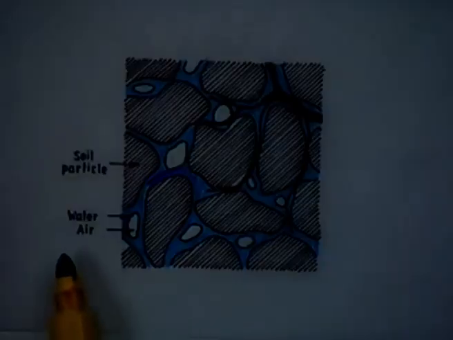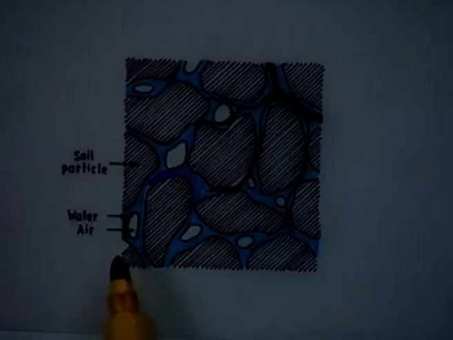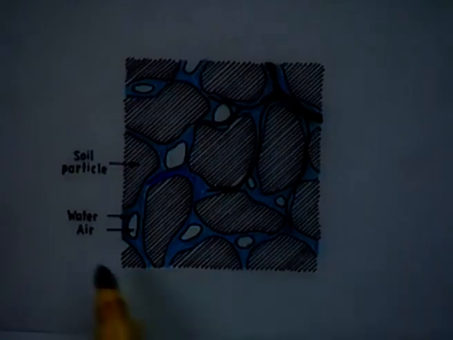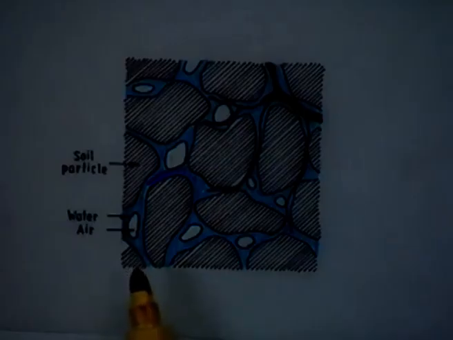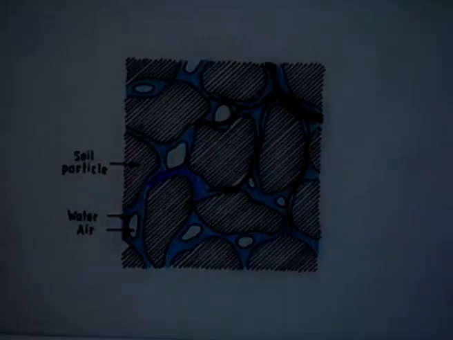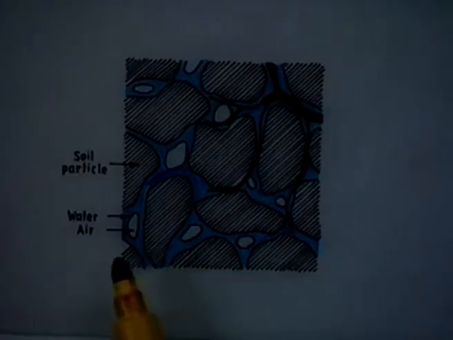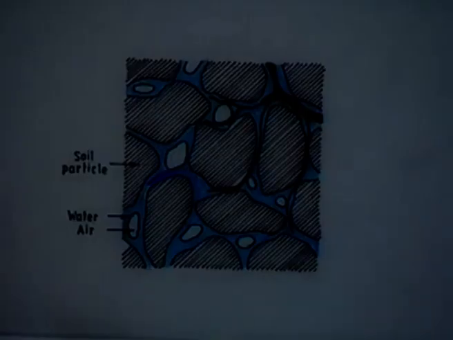If the percentage of water goes up, it will be at the cost of the air. The air can be replaced by water, and if the water is used by the root system, then there can be more air in the same pore space. So if one decreases, the other increases, or if the other one increases, the previous one will decrease. And the level of pore spaces remains the same.